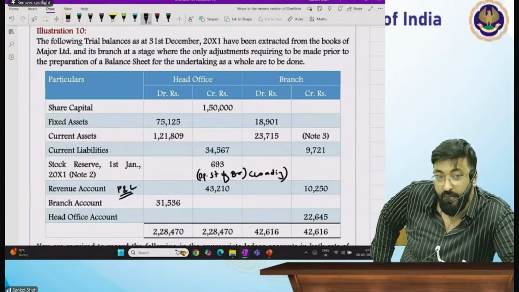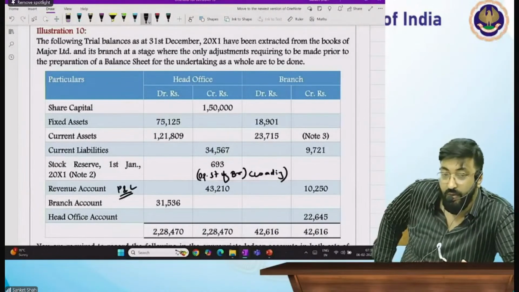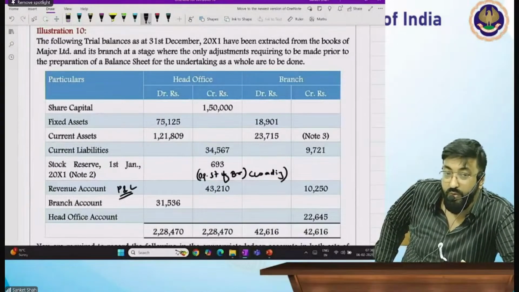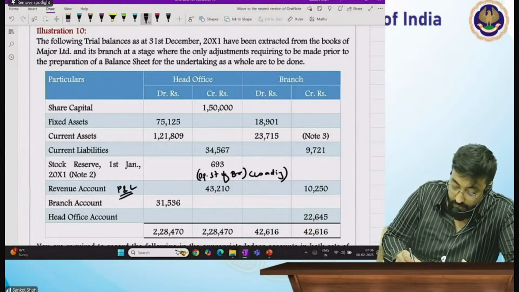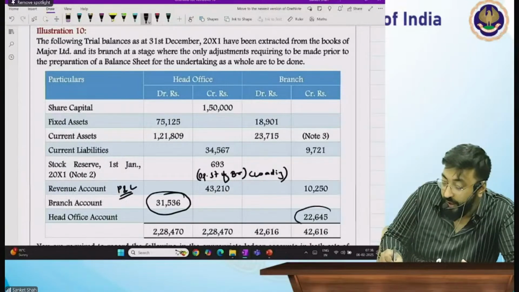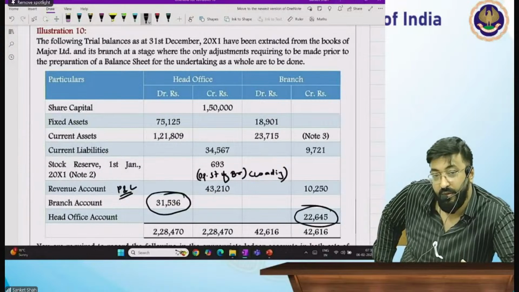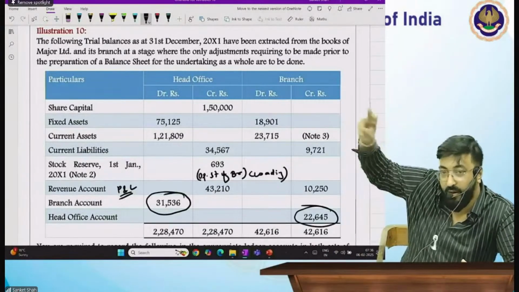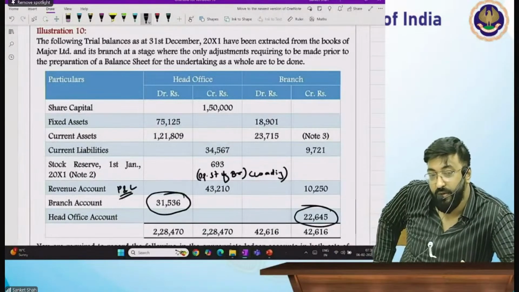Okay. Yes, sir. And now, whether branch and head office show the same balance or different balance. Different balance. So what do we have to do? We have to merge it with head office. No, we have to reconcile it. So reconcile. Okay? Yes, sir.